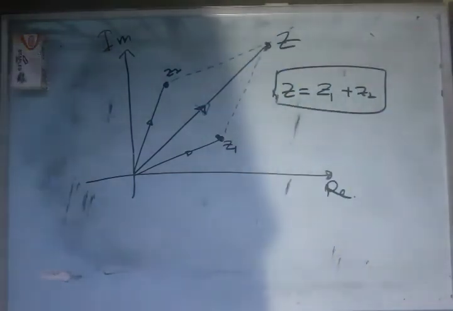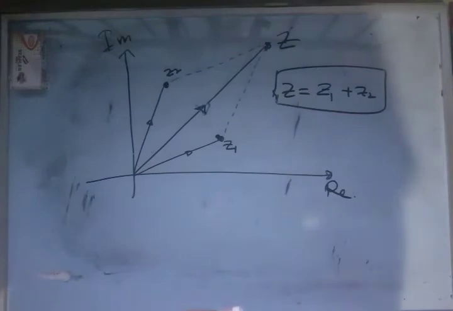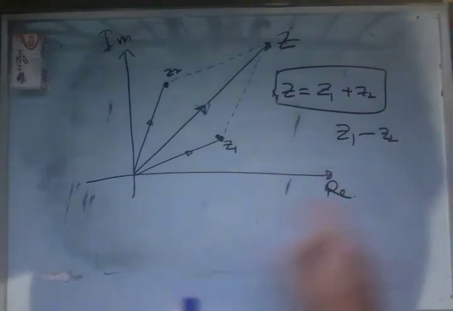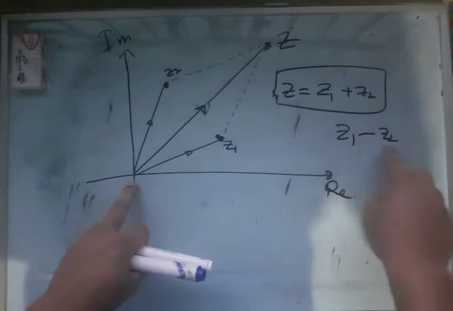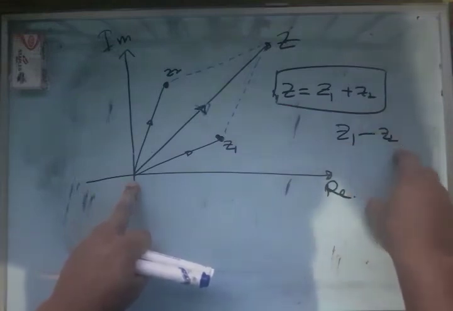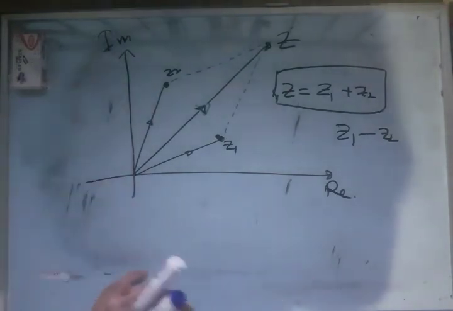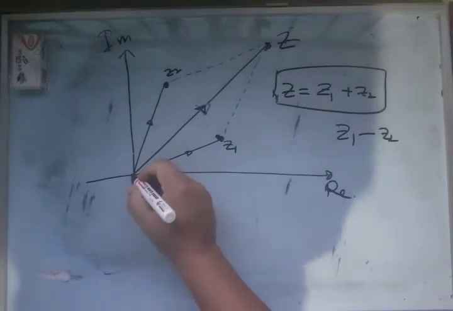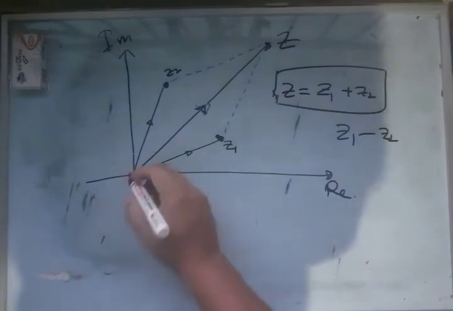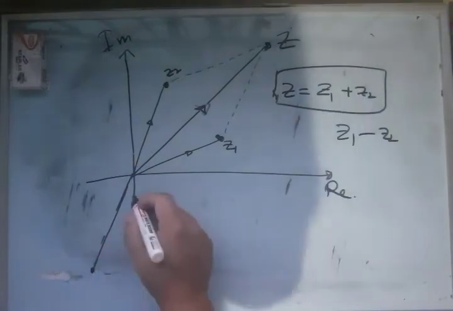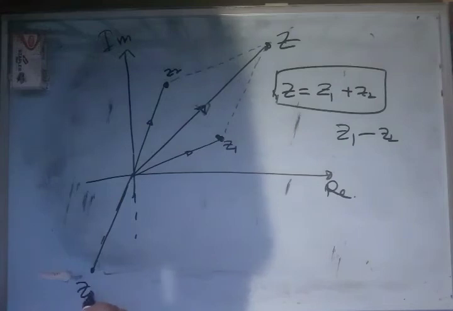We can do the same thing for the subtraction. Let's say that you want to subtract z1 minus z2. Then you already have z1 here, and you need minus z2. How do you obtain minus z2? You just have to invert the direction of z2. When you invert the direction of z2, it forms a straight line. Here you get the minus z2 point.